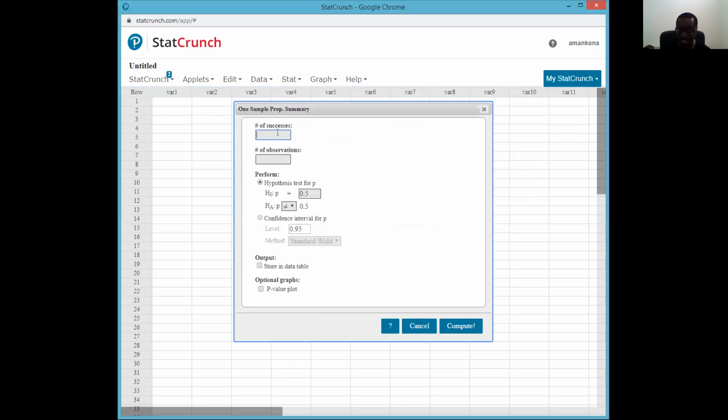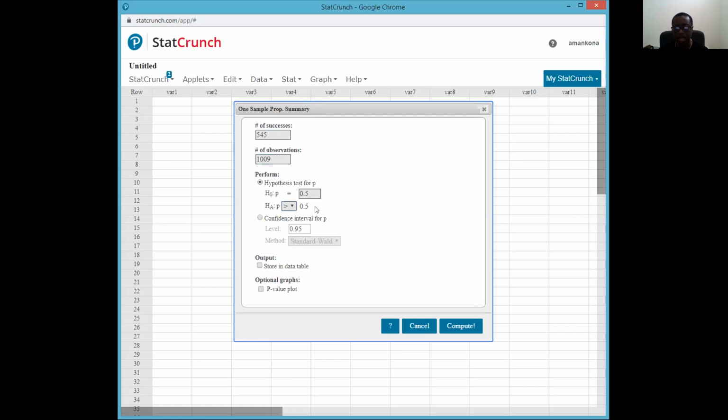So select that and then enter your number of successes. In this case, 54% times 1009. So we got 545. The number of observations is 1009. Okay, and then my hypothesis is P equals 0.5. This is a right tail, so change this to greater than.